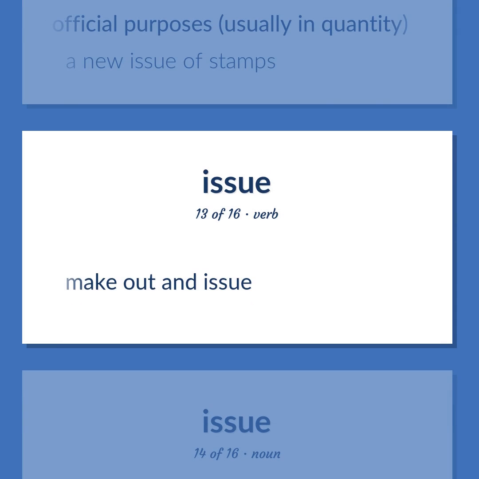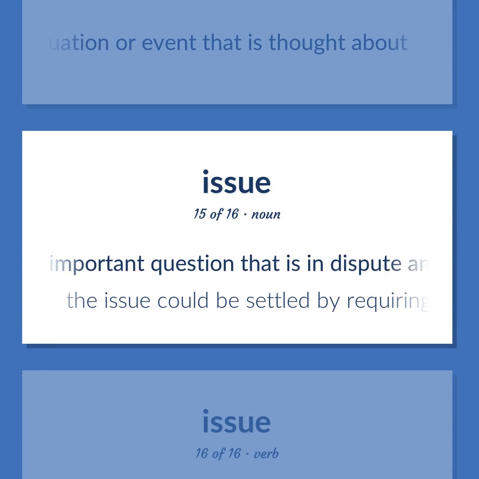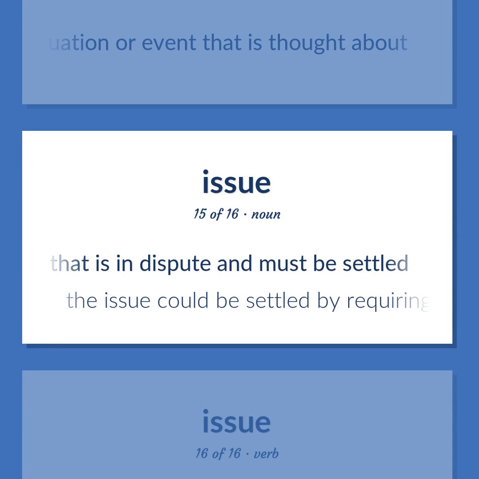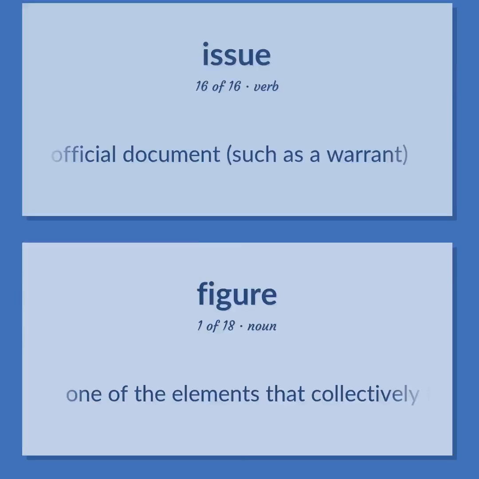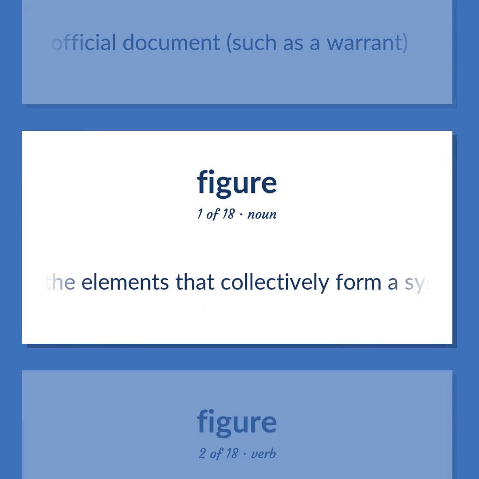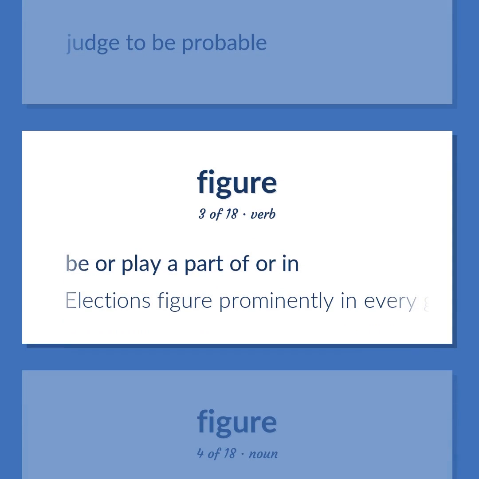Make out an issue. Some situation or event that is thought about. An important question that is in dispute and must be settled. The issue could be settled by requiring public education for everyone. Bring out an official document, such as a warrant. One of the elements that collectively form a system of numeration. Judge to be probable. Be or play a part of or in. Elections figure prominently in every government program.